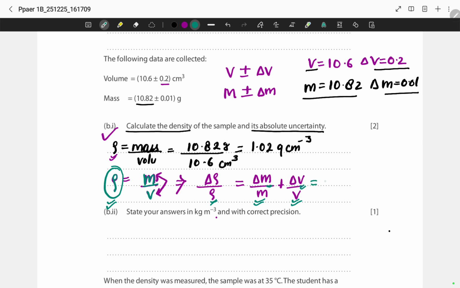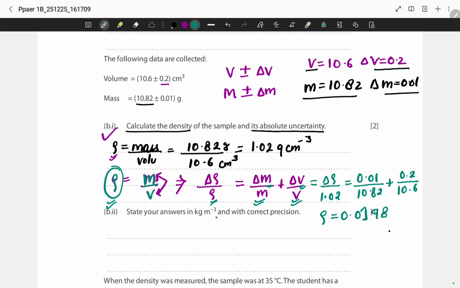If I solve it further, delta rho over rho, which is 1.02, is equal to delta m, which is given 0.01 over m, which is 10.82, plus delta v, which is 0.2 over v, which is 10.6. If I solve it using the calculator, I get somewhere around 0.0198.